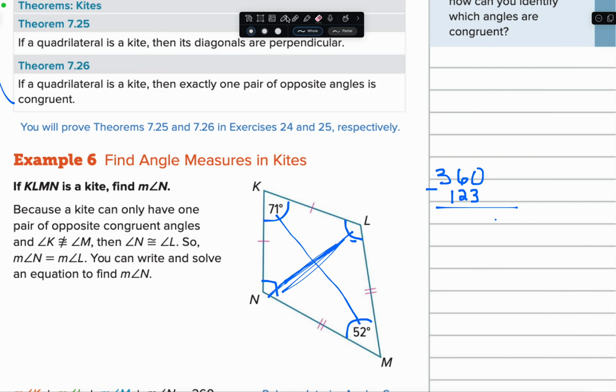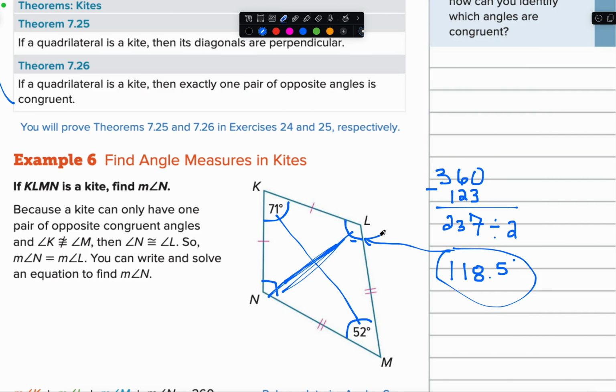Okay, 360 minus 123 is 237, I believe. Add that back in my head. Yep, 237. Now I divide that by 2. That sounds better. It's 118.5, I believe. Somebody check that though and make sure. 118.5. That sounds better and that looks better. That angle is definitely 118 degrees and not 28 degrees.